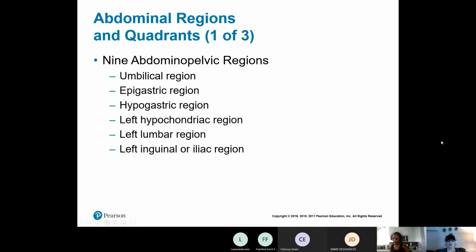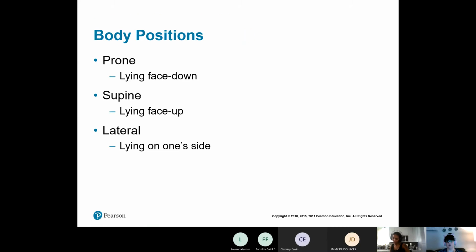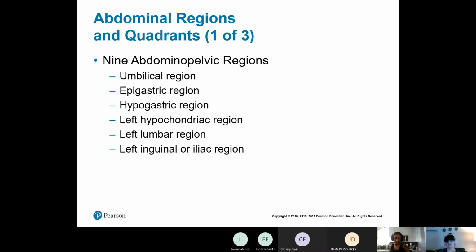Then we have our nine. I don't know why they just threw this slide right here. That just makes no sense.